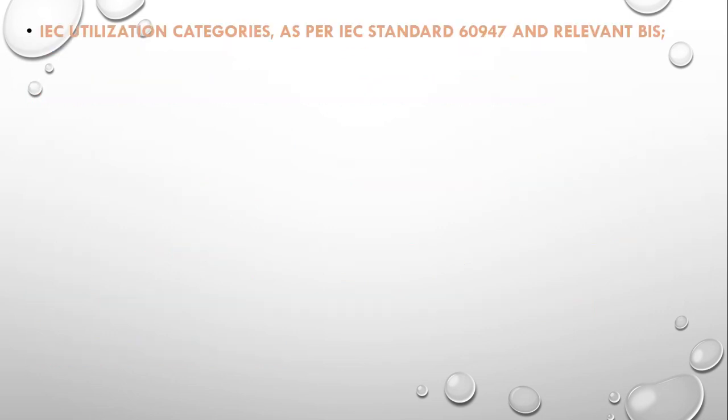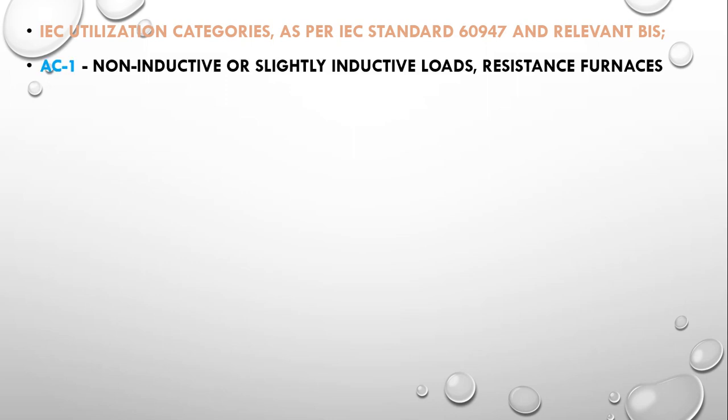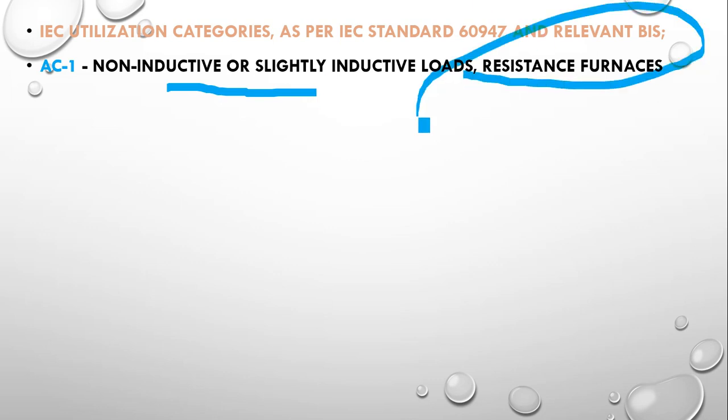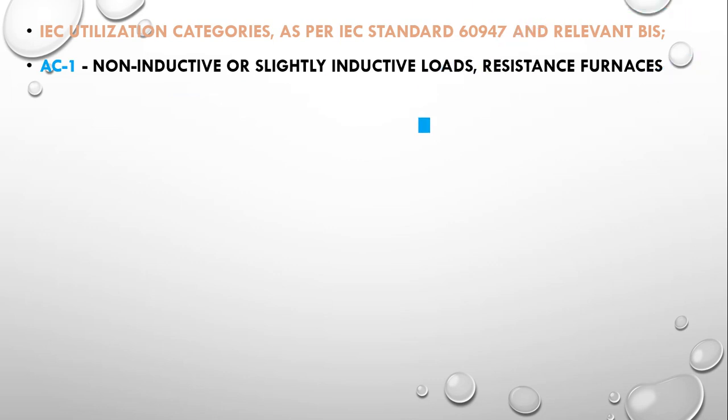And while purchasing a contactor, you have to see the application category. There are AC1, 2, 3, 4. AC1 is not used for motor loads. It should not have any inductive load or only a slightly inductive load. Generally it is for resistance furnaces. Without inductance, we can use this type, AC1.